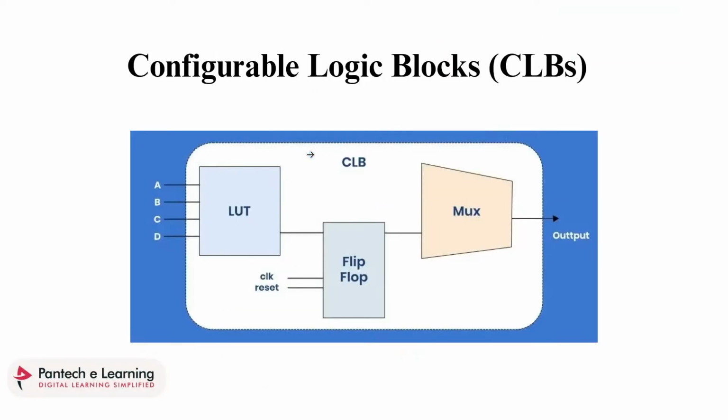The CLB consists of the LUT. LUT stands for lookup table, and flip-flops and muxes. The CLB functions based on combinational and sequential circuits. You may know that combinational circuits are adders, encoders, decoders, multiplexers. Sequential circuits are flip-flops and latches. The combination of sequential and combinational circuits is called a CLB, configurable logic block.